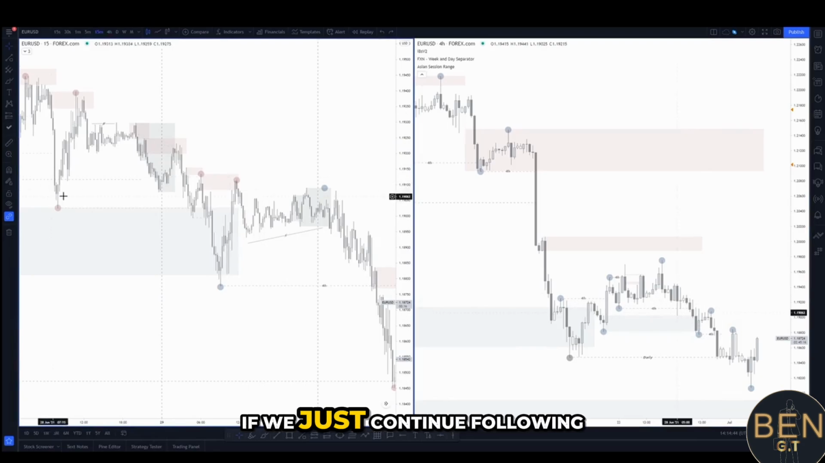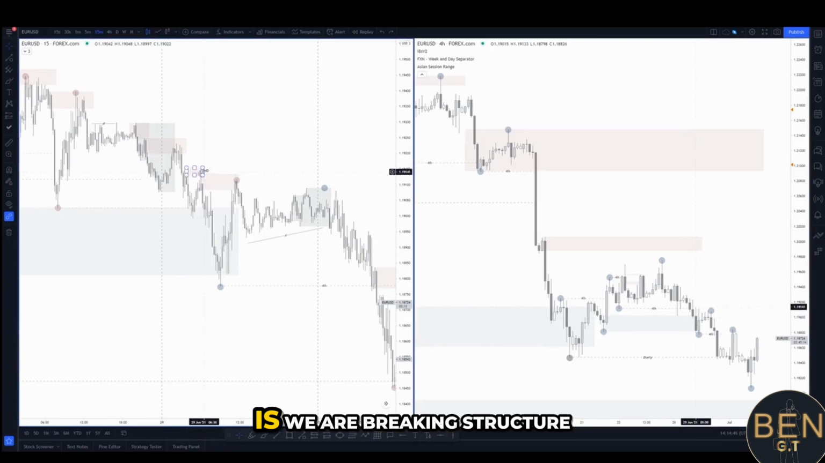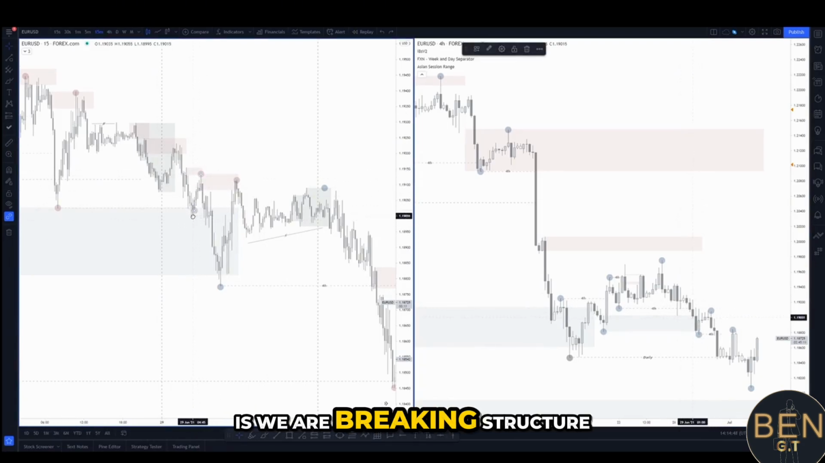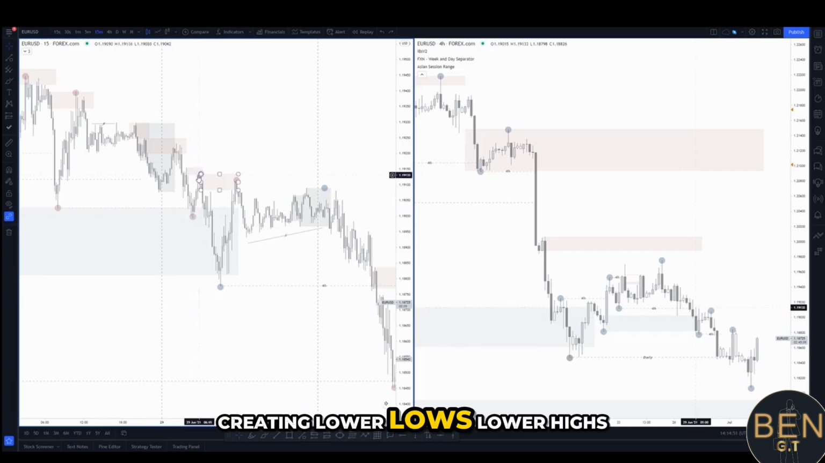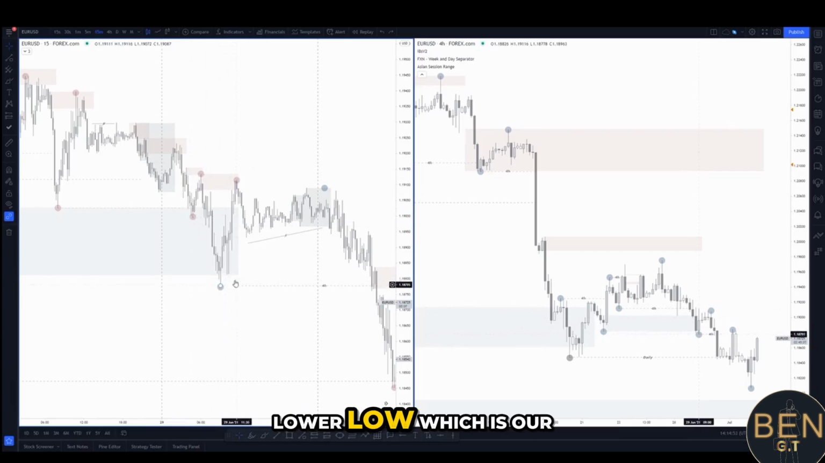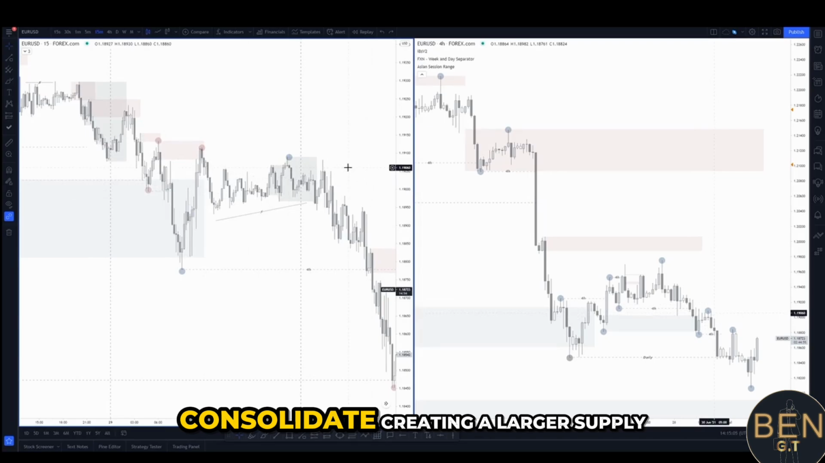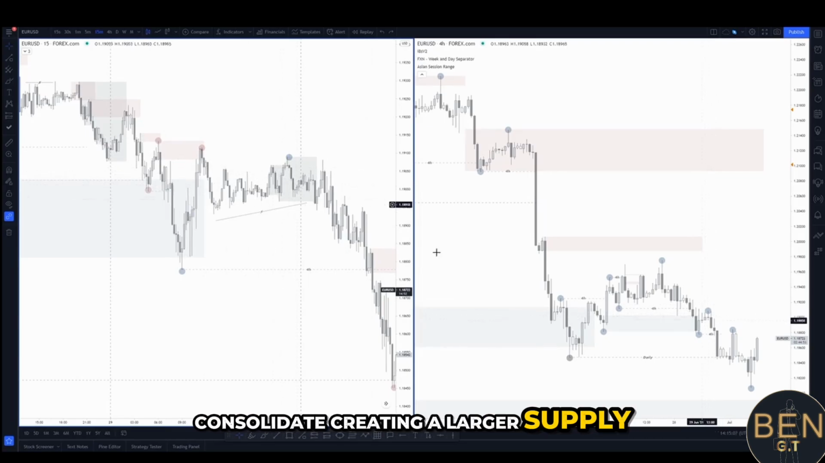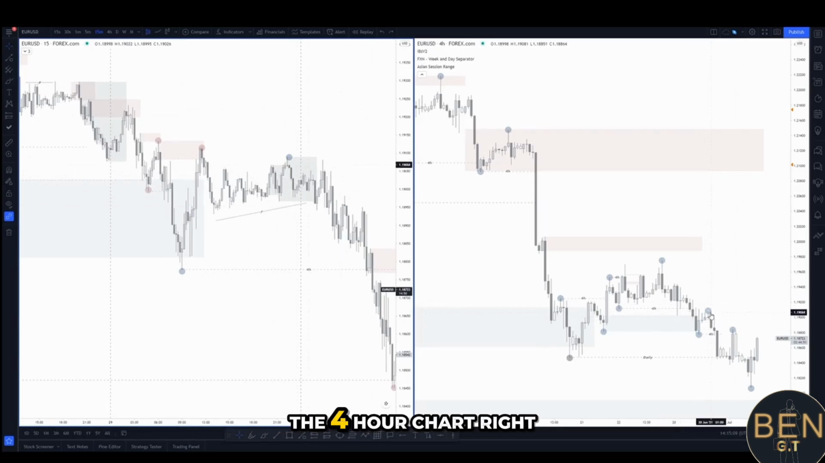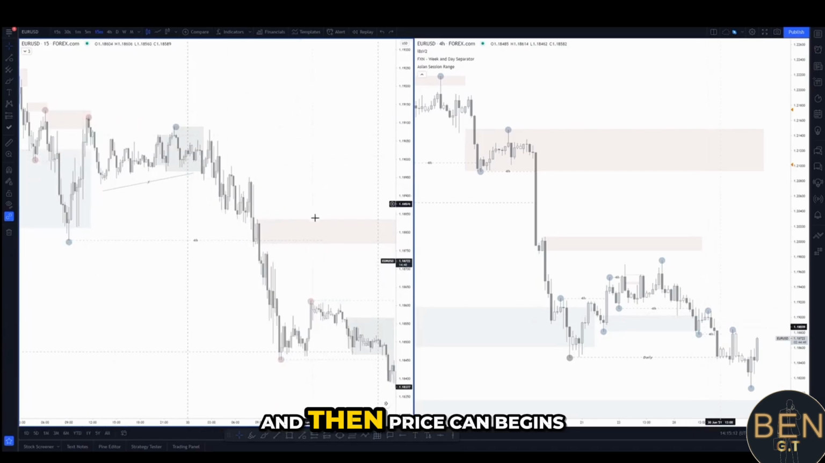And what we can see if we just continue following market structure is we are breaking structure to the downside, creating lower lows, lower highs, lower low, which is our true 4-hour lower low. We can see price creates a lower high on the 15-minute chart, consolidates, creating a larger supply zone that we can see on the 4-hour chart right here. And then price begins to move to the downside. We create a new lower low on the 15-minute chart.